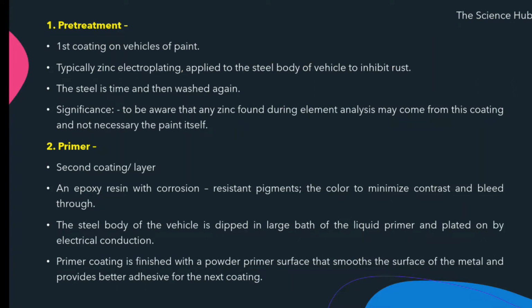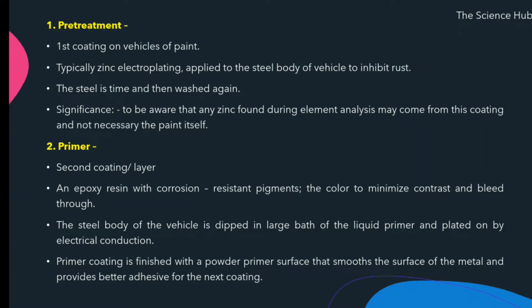First, pre-treatment, that is the first coating or the first layer on the vehicle. It typically is a zinc electroplating applied to the steel body of the vehicle to inhibit rusting. The steel is then washed again. Its significance is to be aware that if we find any zinc in the elemental analysis, that would come from the coating, not necessarily from the paint itself.